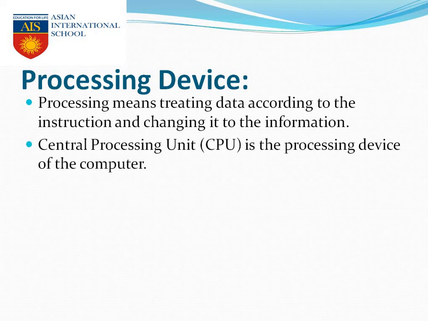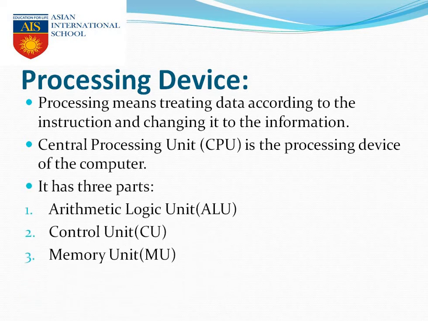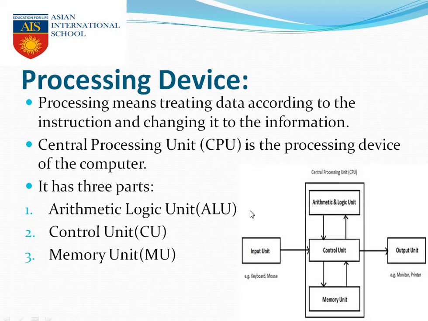Now central processing unit is the processing device of our computer. As I have told, thinking of a processing device, what comes to our mind is only CPU. Now a CPU has three parts: arithmetic logic unit, control unit and memory unit. This is the basic structure of CPU, where arithmetic logic unit, control unit and memory unit are there.